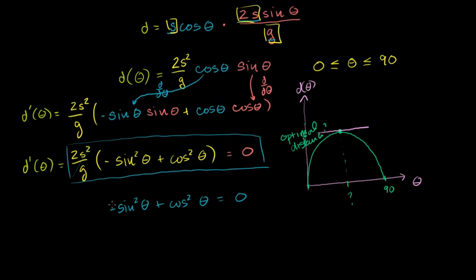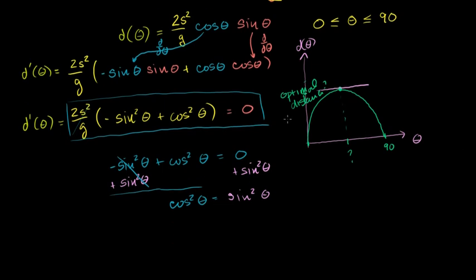Now, if we add sine squared of theta to both sides of this equation, we are left with cosine squared of theta is equal to sine squared of theta. Both of these are going to be positive over the interval, so we can just take the positive square root, or the principal root, of both sides of this equation.